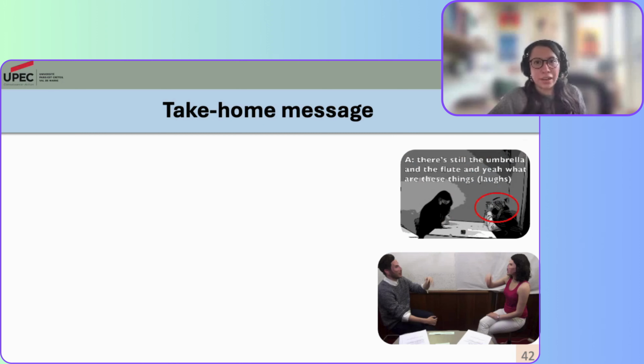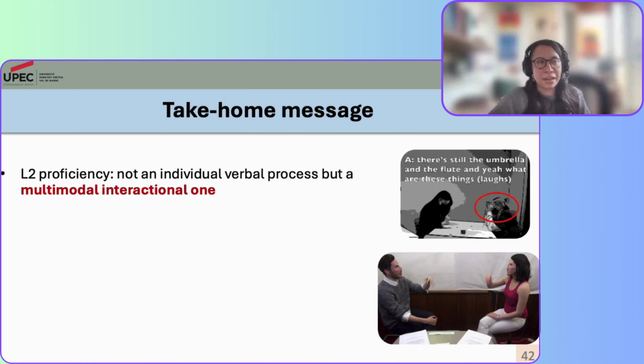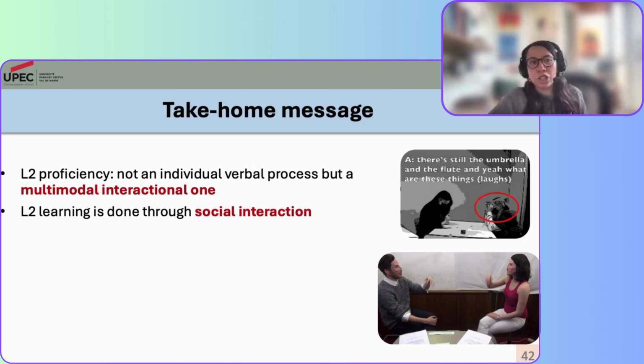So the take-home message. L2 proficiency, and again, I gave a very basic and introductory view of L2 proficiency. There are lots of studies on L2 proficiency, so that wasn't the aim here today, but the idea is that it's not just an individual verbal process, but a multimodal interactional one. L2 learning is done through social interactions in a variety of settings, and what we mean by social interaction also means daily activities, not just in a classroom. The examples that I provided were still pretty restricted because they're recorded, of course, but it also means going to the supermarket, or at a bar, or at dinner. So you see, it's not just about dyadic conversations in a classroom. It can really include any form of social interaction.